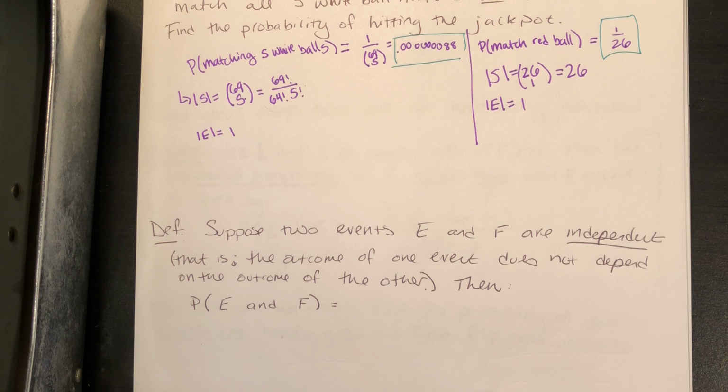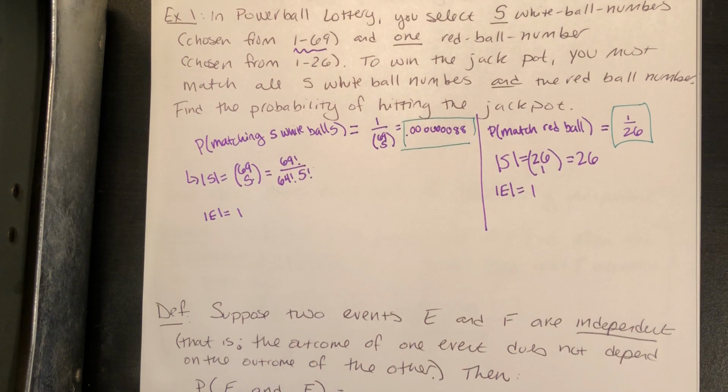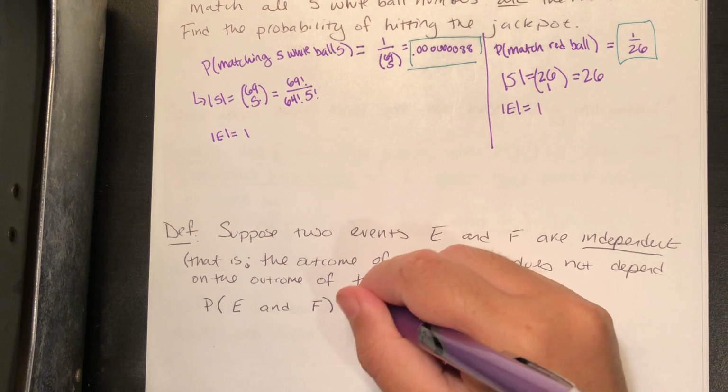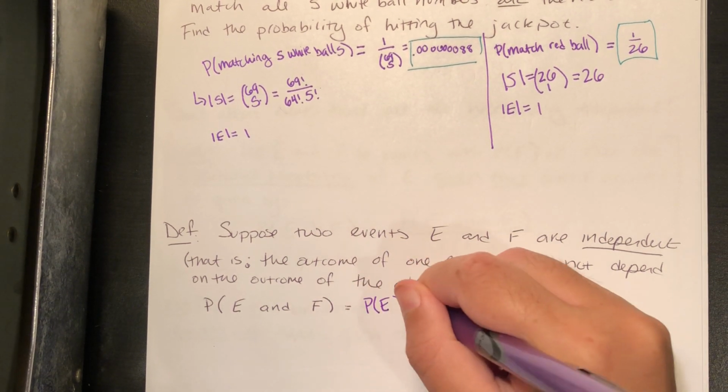So suppose that 2 different events, E and F, are independent of each other. Independent means something similar to what it means in the set theory chapter. It means the outcome of one event doesn't depend on the outcome of the other, which in this example, matches that, right? Whether or not you match the 5 white balls is not going to depend on whether you match the red ball and vice versa. So these are independent events. Well, the probability then that both E and F occur is going to be equal to the probability of E times the probability of F.